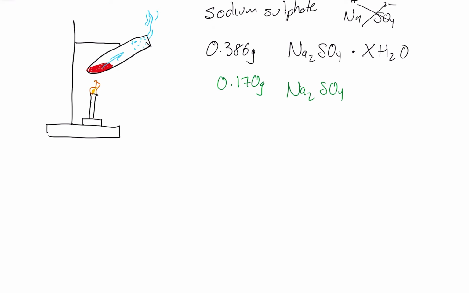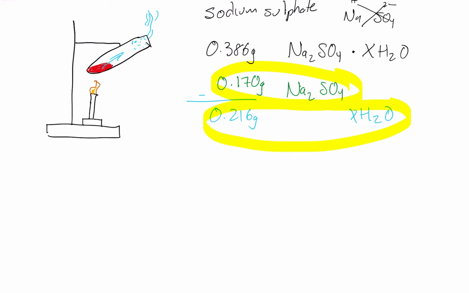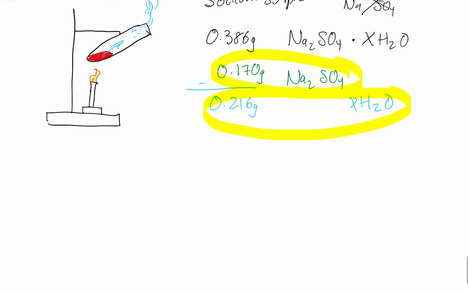So if our total sample weighed 0.386 grams, and we know that we have a mass of Na2SO4, that means that the mass of H2O that was driven off is very simple to calculate. We can just take these and subtract the two, and we will get that mass. And so if we do that, we will get 0.216 grams of water that was driven off. So now we know the mass of the Na2SO4, and we know the mass of this water, which we can use to calculate our empirical formula.